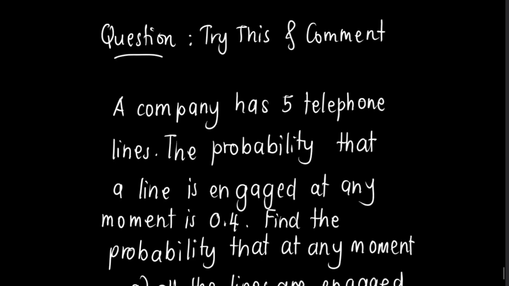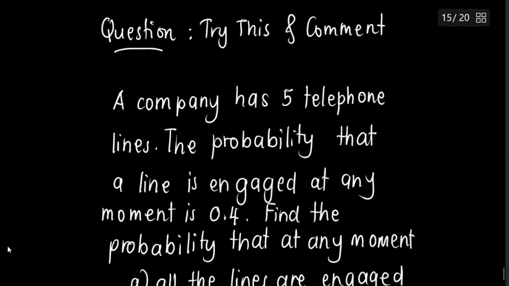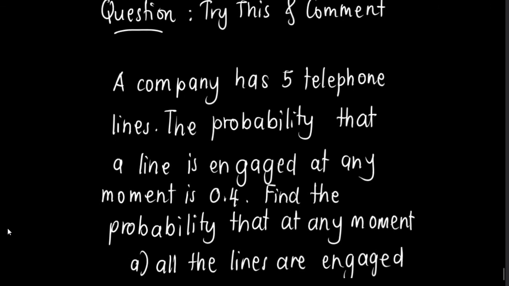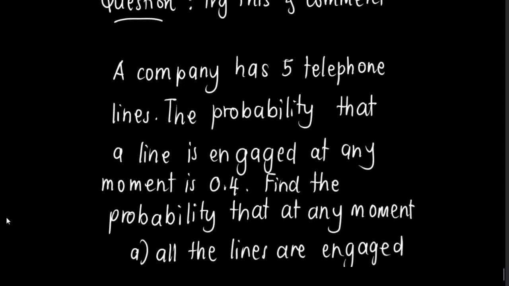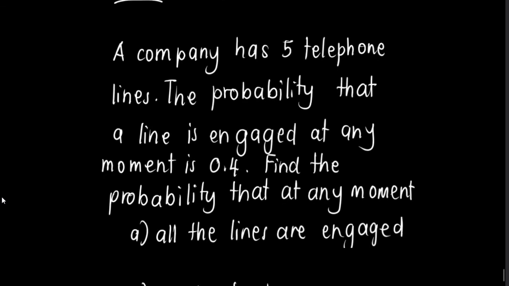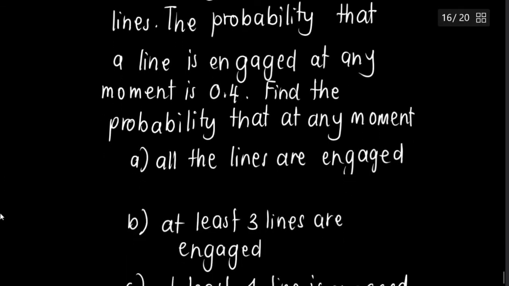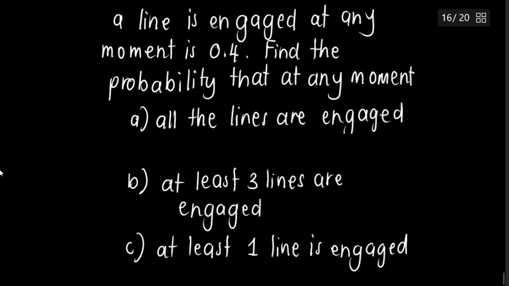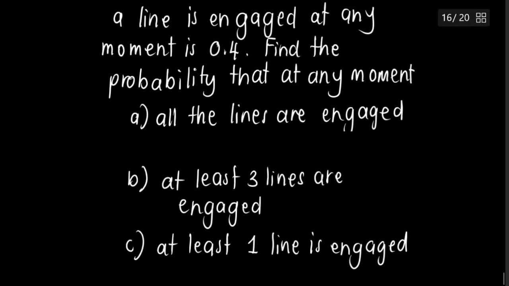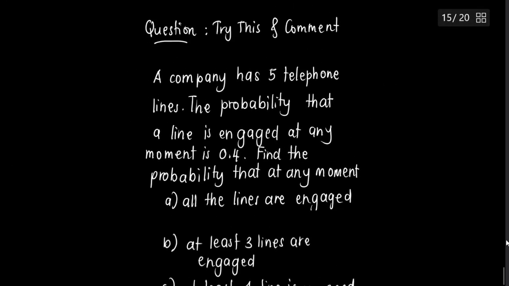So I have written here the question for you guys. Company has 5 telephone lines. The probability that a line is engaged at any moment is 0.4. Find the probability that at any moment all the lines are engaged. At least 3 lines are engaged. At least 1 line is engaged.